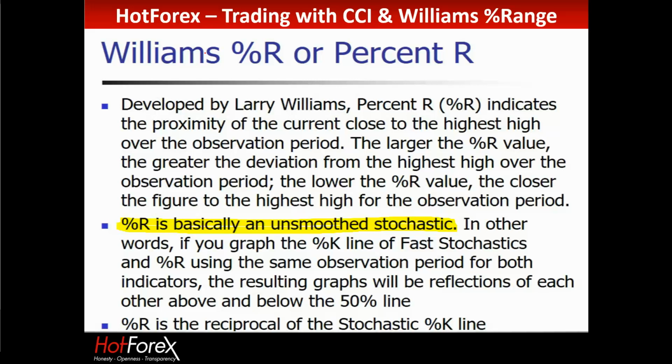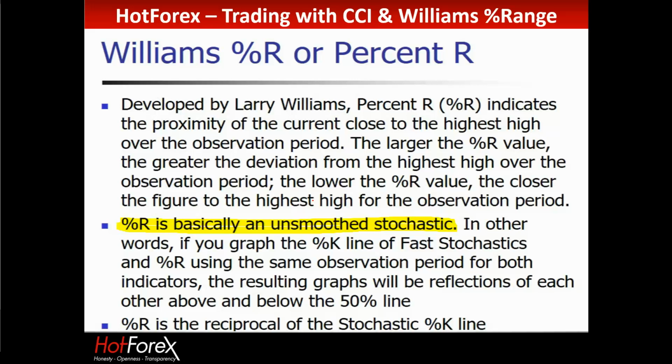But we'll try and simplify it. So, it indicates the proximity of the current close to the highest over the observation period, i.e. your time frame. The larger the percentage R value, the greater the deviation from the highest high over the period. The lower the percentage R value, the closer the figure to the highest for the observation period.